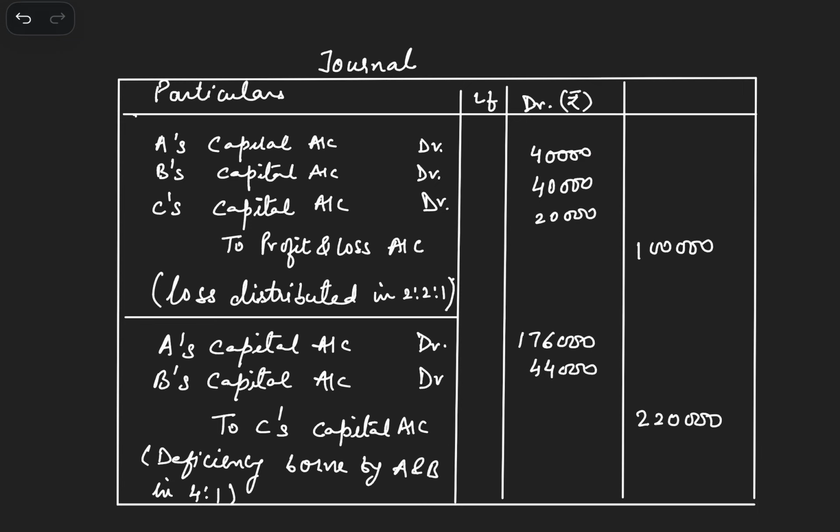After that we had calculated the total deficiency, which was borne by A and B in 4:1 ratio. So for that deficiency, A's capital account debit, B's capital account debit, to C's capital account. 1,76,000, then 44,000, and 2,20,000 will be given to C. So the adjustment is being done in the capital accounts of the partners.